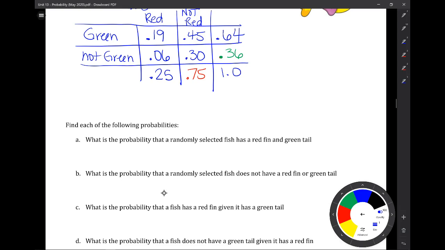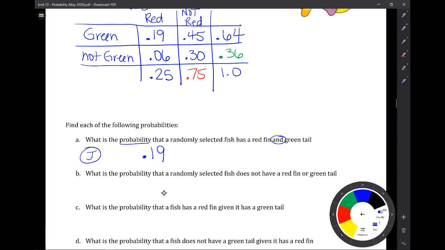What is the probability that a randomly selected fish has a red fin and a green tail? That was actually given in the problem. Now what's nice about a two-way table that's in terms of probabilities is actually the number that's in your table, the 0.19, is your answer because it asks for the probability, not the percent. If you wanted to convert to a percent, you just have to multiply by 100 and it would be 19%. But this is just asking for probability, so I'm done. So this was a joint probability.